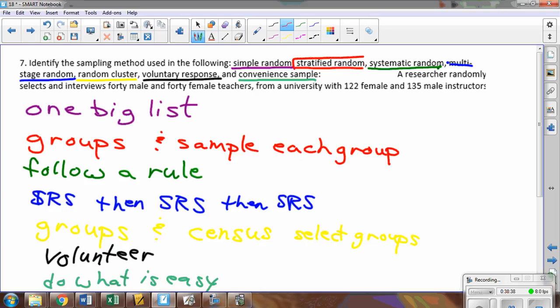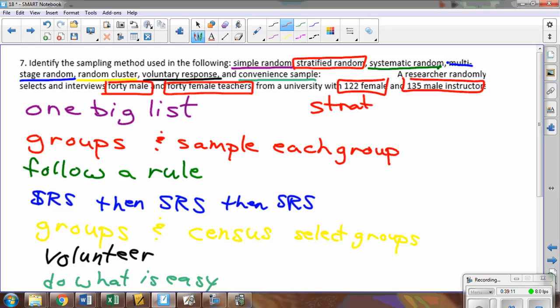This is stratified because we have a group of male teachers, we have a group of female teachers, so we're split up into groups. That instantly tells us stratified or cluster. But when they did their survey, they did not do a census of all males, they did a sample. They did not do a census of all females, they did a sample. Because they have sampled, that makes this a stratified random sample.